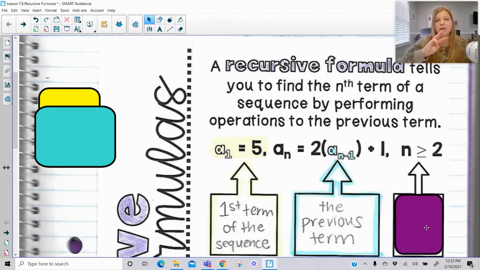And then the third part of our recursive formula is stating that n is greater than or equal to 2, which may look like, what does this even mean? But think about it. If n is greater than or equal to 2, the smallest value of n is 2, and n stands for the terms in the sequence. So if a sub 1 is the first term in the sequence, and I'm saying we're solving for all values where n is greater than or equal to 2, then that means we're finding the second term, the third term, the fourth term, the fifth term, anything that's greater than or equal to 2.